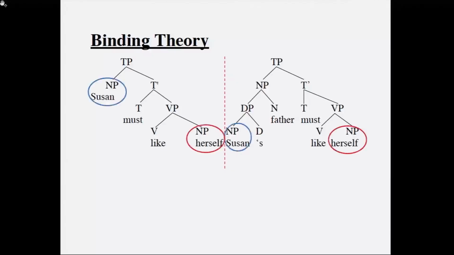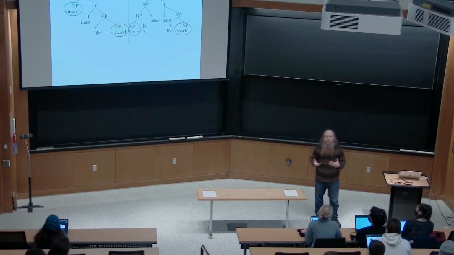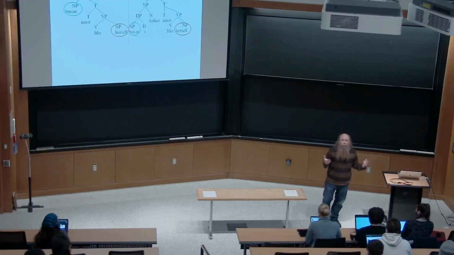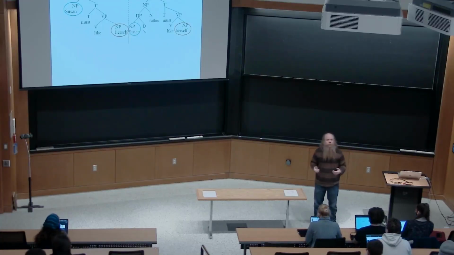The classic story goes like this. What we're trying to do is come up with a structural relationship between Susan and herself that holds in the tree on the left, but not in the tree on the right. We're talking about structural relationships because, well, your first hope, which might have been, "herself has to refer to something that's been mentioned before," is the way you might have hoped language was designed.